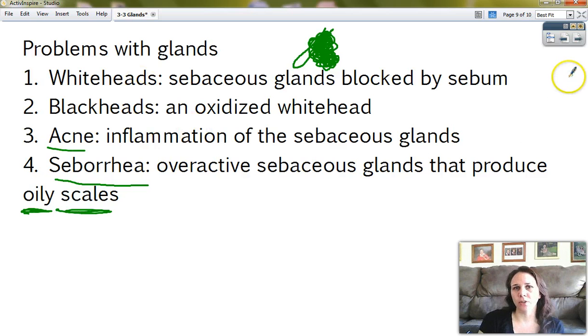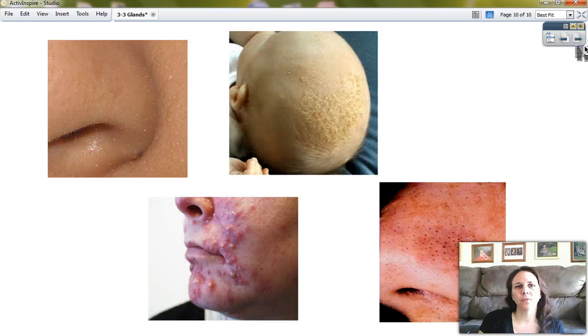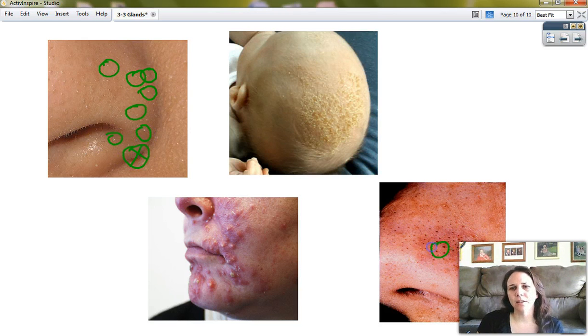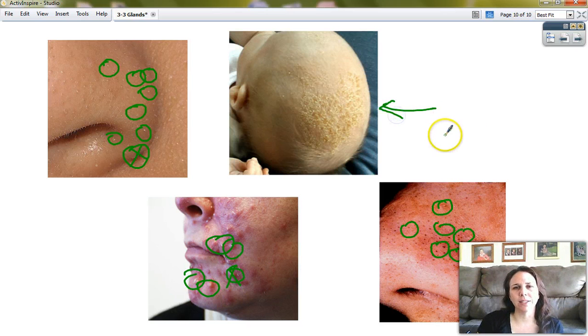Okay, you ready for the pictures? They're gross, they're nasty, here they come. Okay, starting over here, whiteheads, ooh, I don't know what that is over there, that's gross. Ugh. Okay, blackheads, ew. Acne, ew, pop it. And this one right here, that's the seborrhea. So the little baby, you can see all these oily scale patches on there. So there's medication for it, and it just kind of helps slow down the production. But pretty much you got to wait for your body to catch up with your oil production.